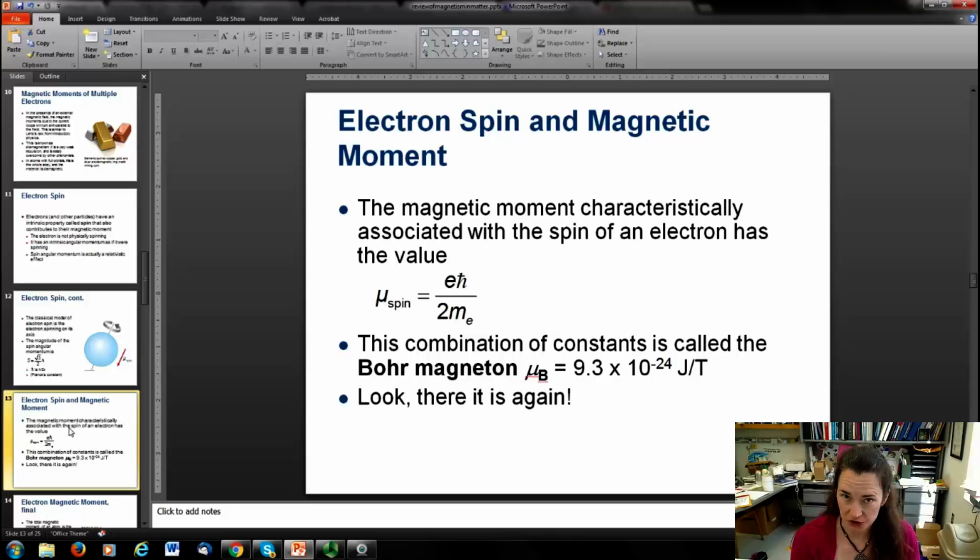Now, the magnetic moment characteristically associated with the spin of an electron has a particular value, and that value has been measured experimentally as e h bar over 2 times the mass of an electron. If you figure out what that value is, you get your Bohr magneton again, 9.3 times 10 to the minus 24 joules per Tesla. So that is the magnetic moment associated with the spin of an electron.